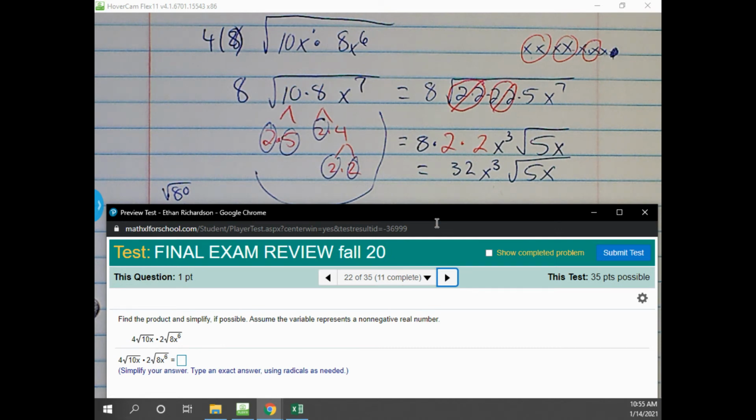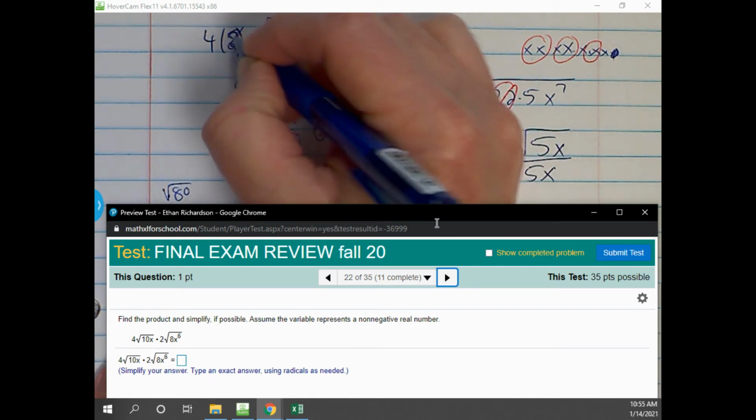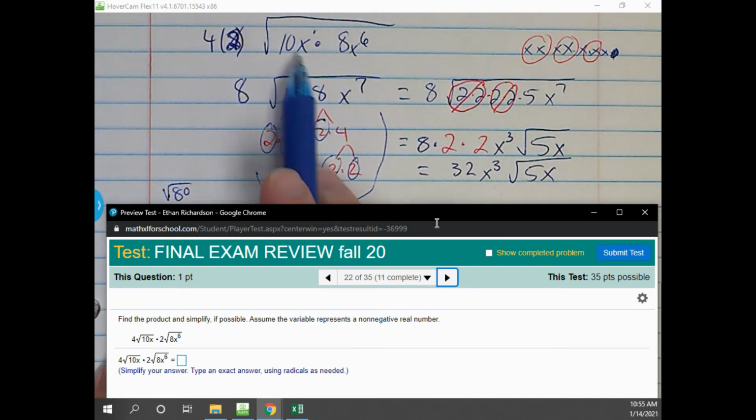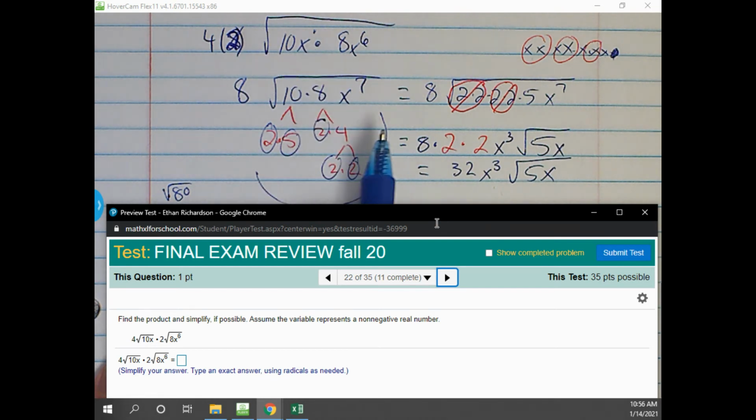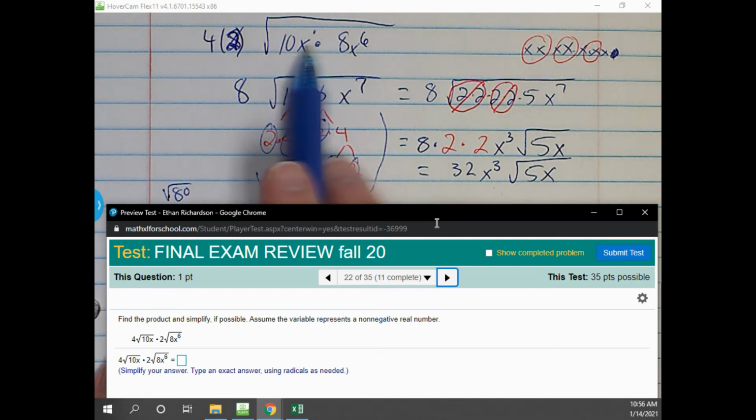Yeah. So the big thing is, remember that you multiply the outside numbers together. So this was 4 times 2 to get 8. Then you multiply the inside numbers together. And remember, the variables, you just count up how many you have. If there's 1 here and 6 here, then there's 7 total. The numbers, that's the one that you've got to break down so you can find the pairs.